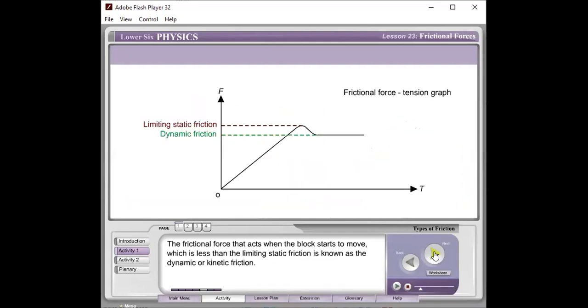The frictional force that acts when the block starts to move, which is less than the limiting static friction, is known as the dynamic or kinetic friction.